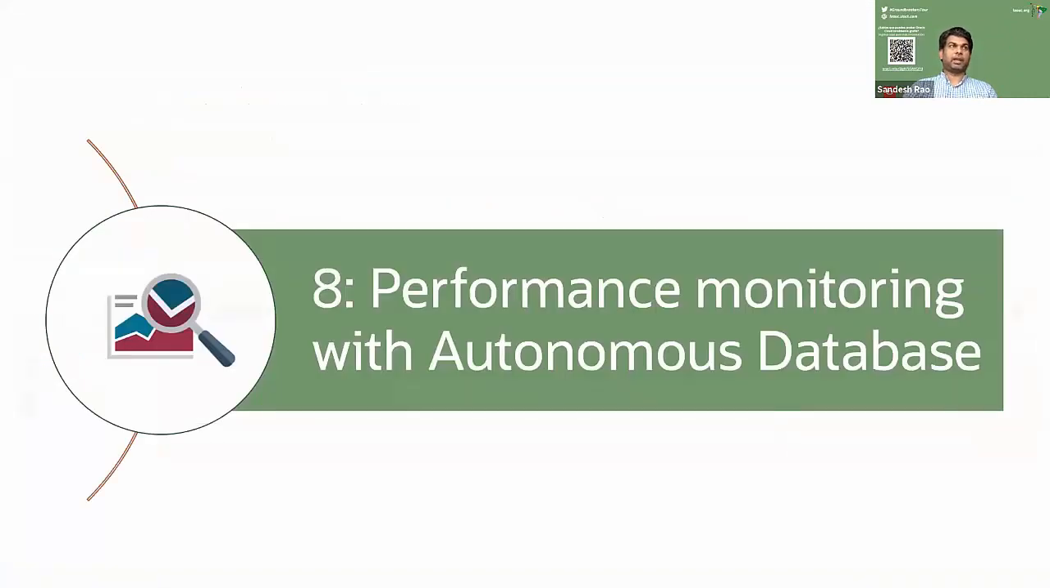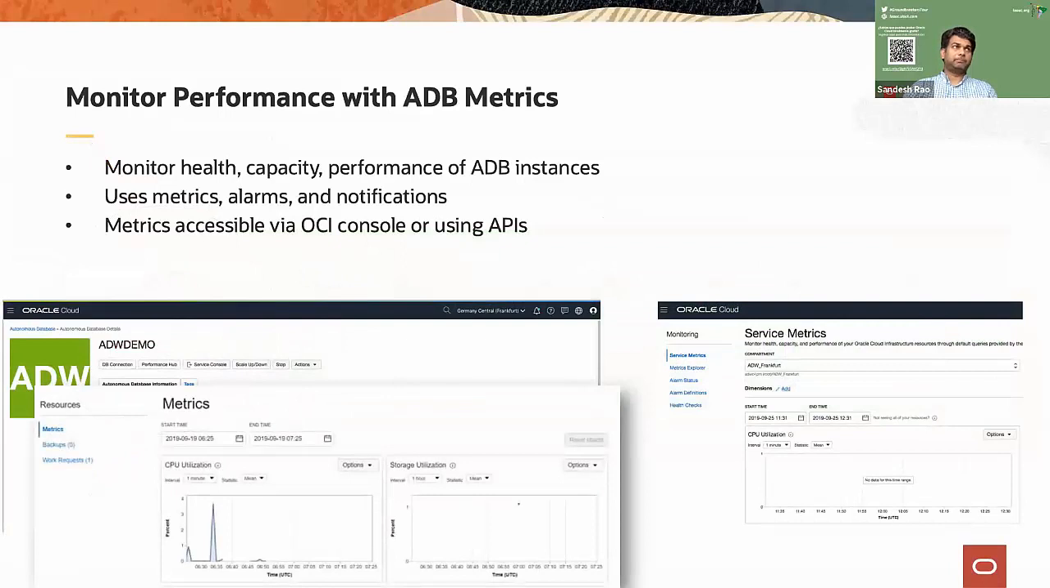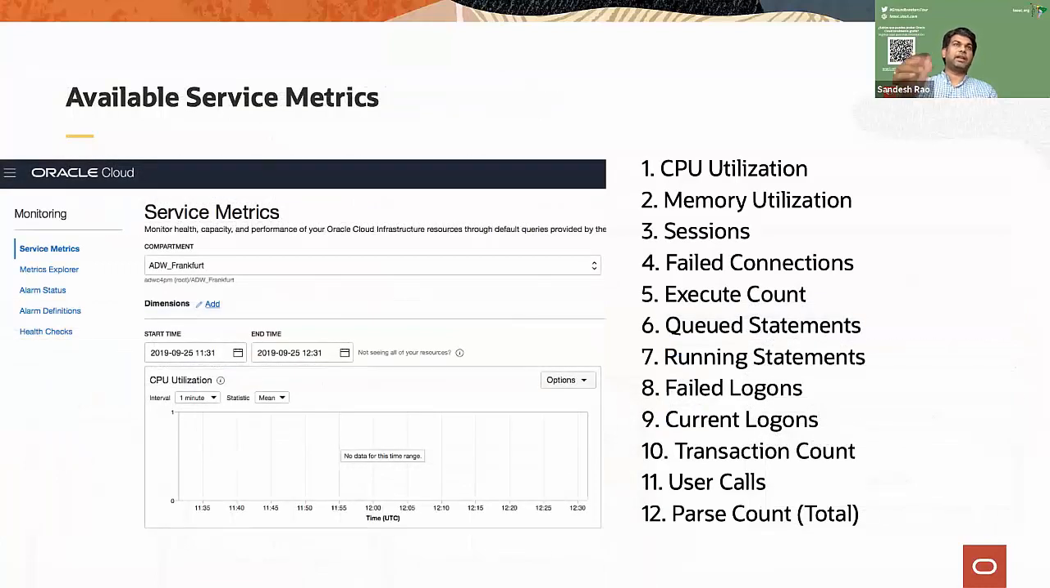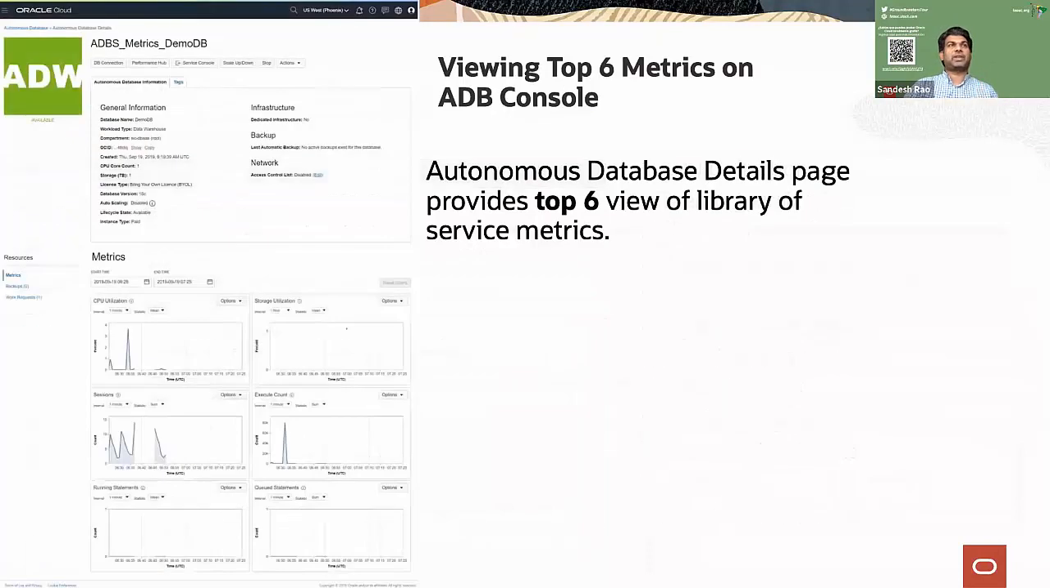Performance monitoring. By default, with ADB, you can monitor, you can use metrics, alarms, and notifications. We'll come to this exactly to see what this is. These are the various things you can see here: CPU, memory, failed sessions, how many statements are queued, failed logins, transaction counts, parse counts, all of this stuff. Some basic charts, which I call the top 6 charts, are available as part of ADB by default. You don't have to do anything to set this up, and you can quickly create any kind of alarms on these metrics as you would like.